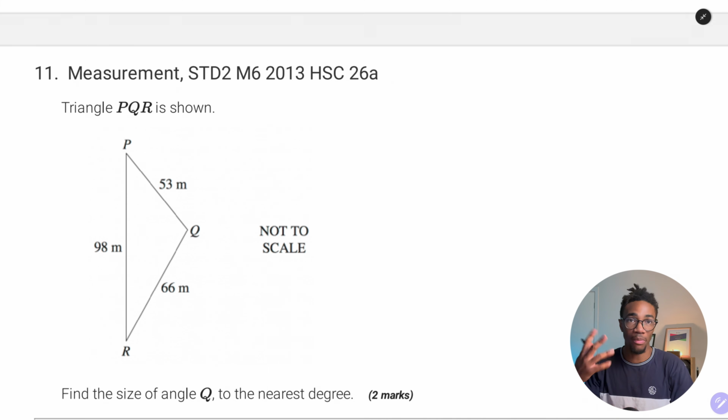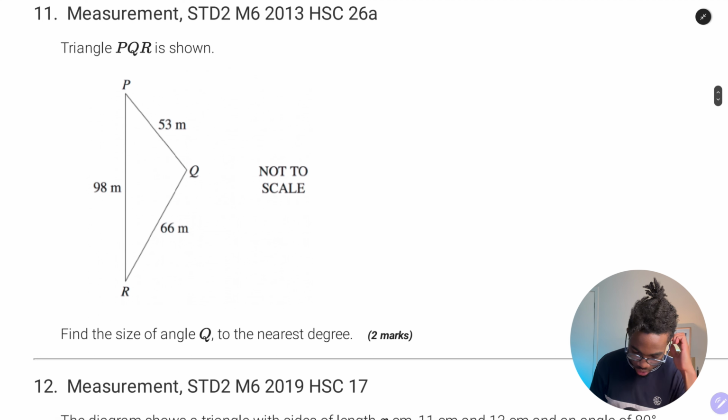Okay, guys, we're back with part 2. Let's just get straight into it. So, triangle PQR is shown. Find the size of angle Q to the nearest degree.